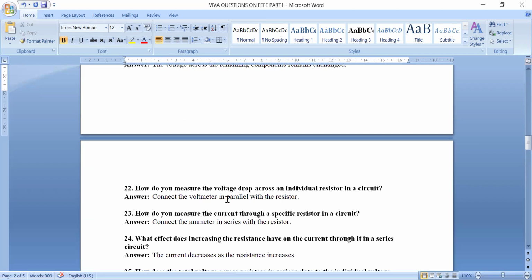So how do you measure the voltage drop across an individual resistance in a circuit? Connect the voltmeter in parallel with the resistor. Wherever you want to measure the voltage, you just connect the voltmeter between the two ends of the resistor, and you will get the voltage drop. How do you measure the current through a specific resistor in a circuit? We all know that an ammeter should be connected in series. So you should connect the ammeter in series with the resistor.